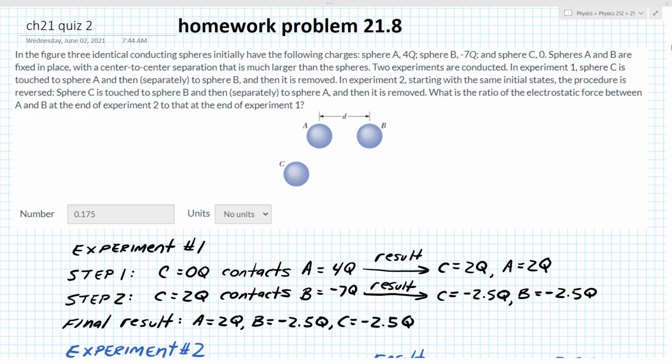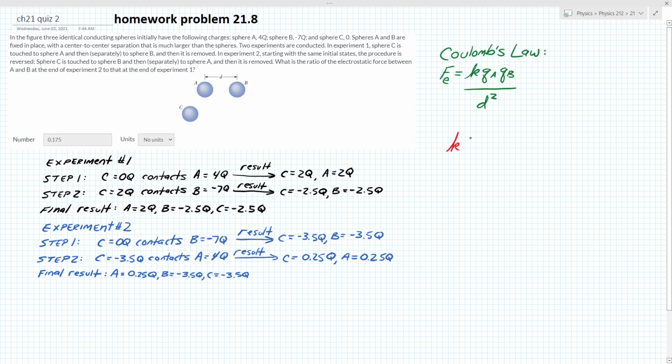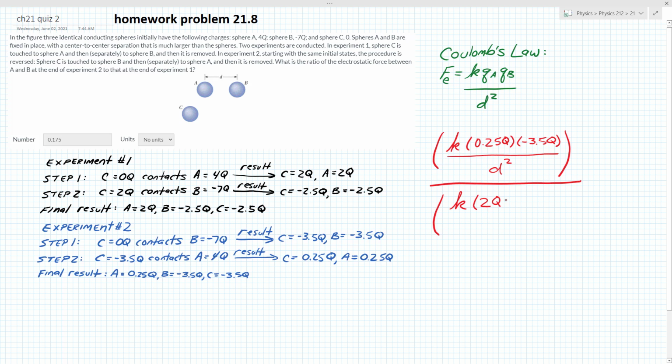Okay, now we're ready to finally answer the question. What is the ratio of the electrostatic force between A and B at the end of experiment 2 to that at the end of experiment number 1? The electrostatic force between A and B is given by Coulomb's law. Here's Coulomb's law for the electrostatic force between A and B at the end of experiment number 2 in the numerator, and here's Coulomb's law for the electrostatic force between A and B at the end of experiment number 1 in the denominator. This is the ratio I need to find. Take this ratio and cancel everything that can be canceled and simplify, and you'll get the right answer.